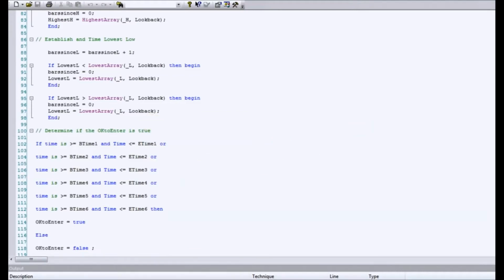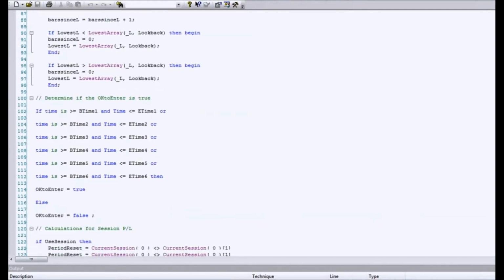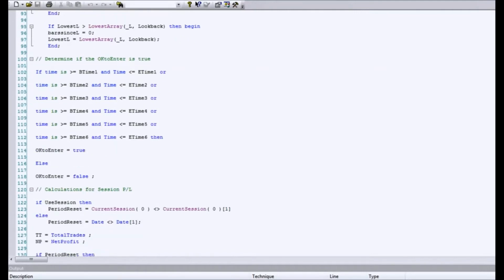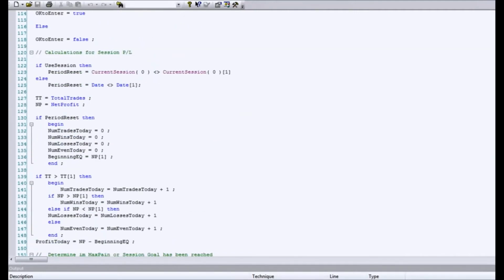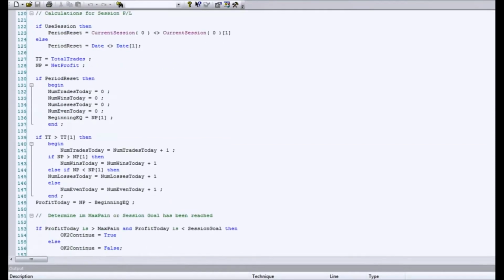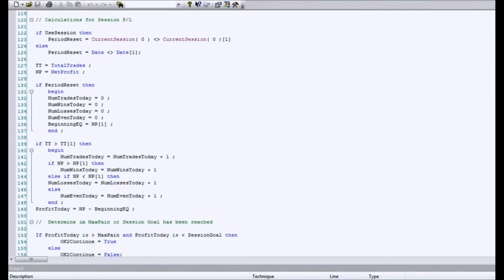I haven't made use of it, but that's what I'm saying. It's not active unless you want to make it active. You could have it, if time is between 8:30 and 4:15, true, and you could trade the whole time. Okay, now we're getting into the calculations for the session profit and loss.